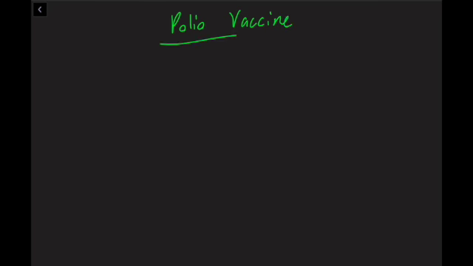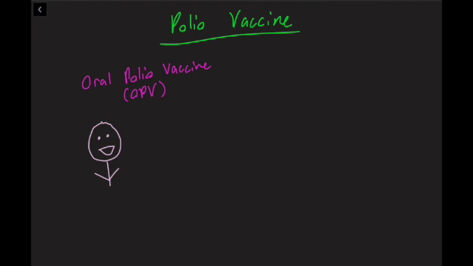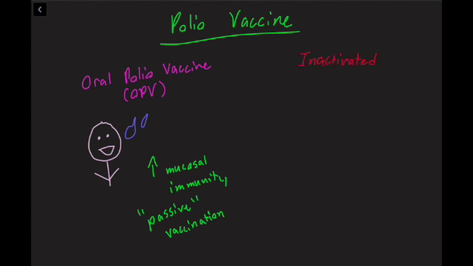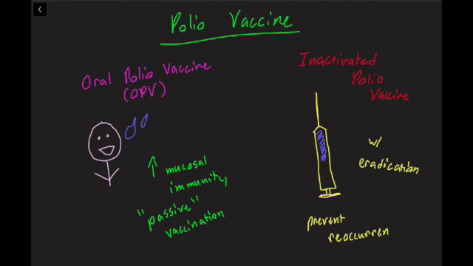There are 2 different types of polio vaccines, starting with the oral polio vaccine, or OPV. This vaccine is just 2 drops on the child's tongue, and it provides good mucosal immunity, halting person-to-person transmission. Additionally, it can result in passive vaccination by spreading through excretion in areas with poor sanitation and hygiene. The inactivated polio vaccine is utilized once poliovirus has been eradicated from an area to prevent reoccurrences of poliovirus.